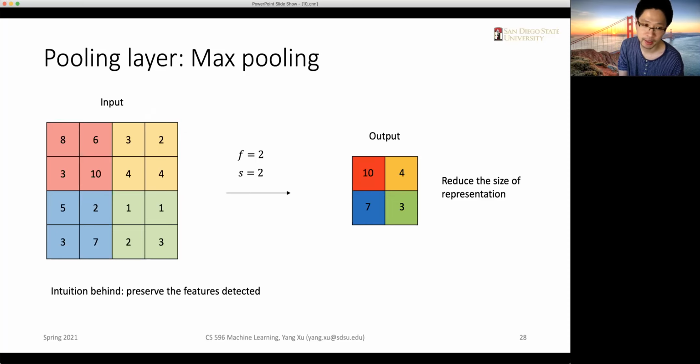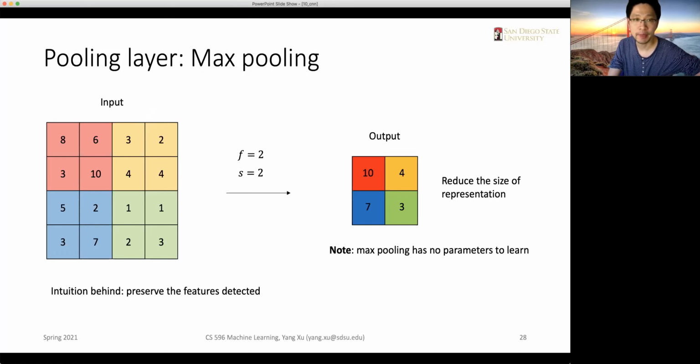The intuition behind it is that we want to preserve the most salient features while discarding the not that relevant, not that salient values. This is a special layer that has no parameters. This filter is not like the convolutional filter. It doesn't apply some additional parameters, right? There's no W's, no B's, no ReLUs. It just selects the biggest element. So this is max pooling.